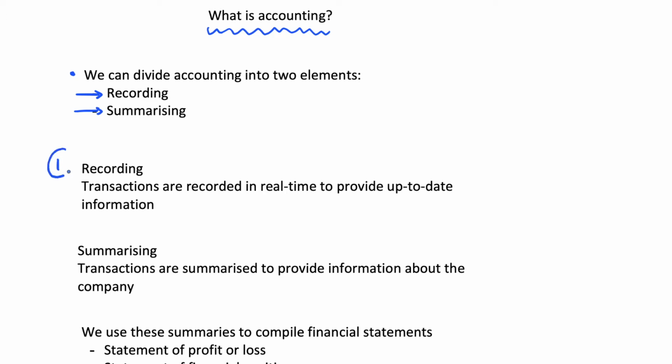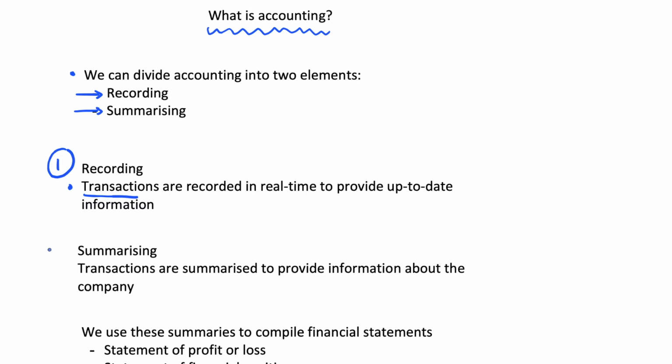Well, our first one, recording, and I say first because this is the first step in accounting, and then we move on to summarising once we've done our recording. But our first step, recording, is where we record our transactions in real time to provide up-to-date information. So as and when a business buys something, sells something, or is involved in a certain transaction, we make a record of this as it happens, and then we have some accounting records of everything that the business has done over a certain time period.